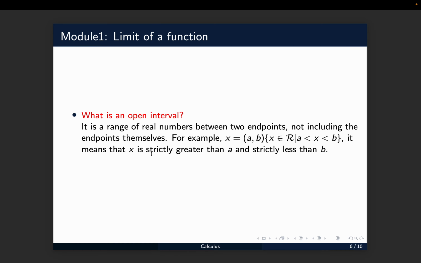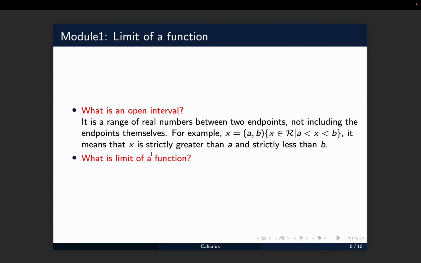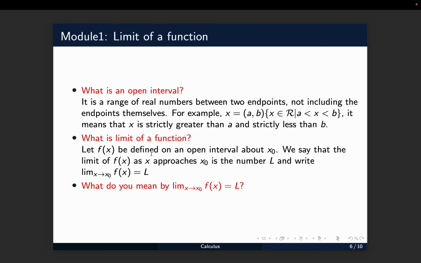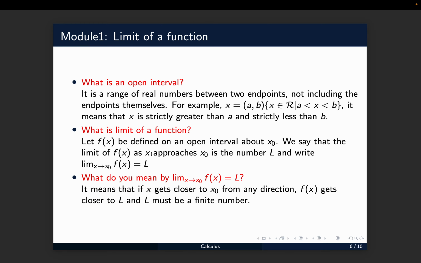Once you have defined an open interval, now you can define the limit of a function. Let f of x be defined on an open interval about x naught. We say that the limit of the function f of x as x approaches x naught is the number L, and we write this as limit x tends to x naught of f of x equals L. So what exactly does it mean? It means that if x gets closer to x naught from any direction, f of x gets closer to L, and L must be a finite number.